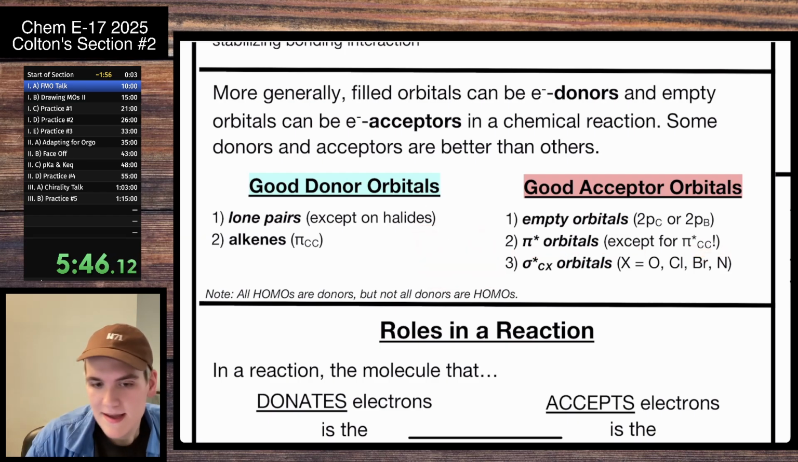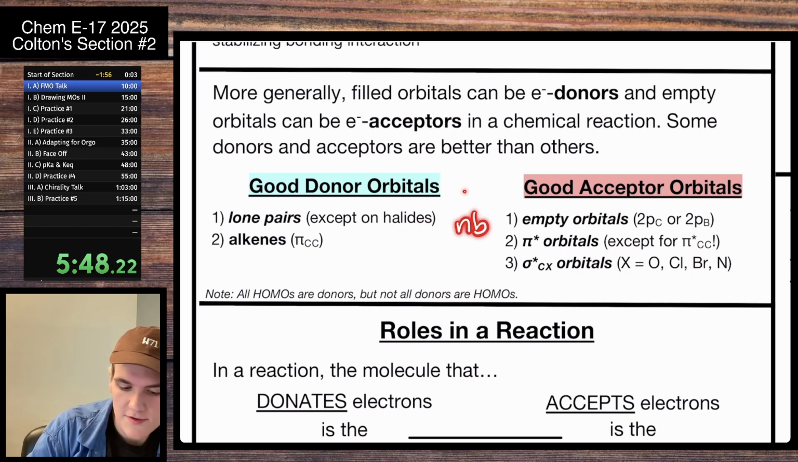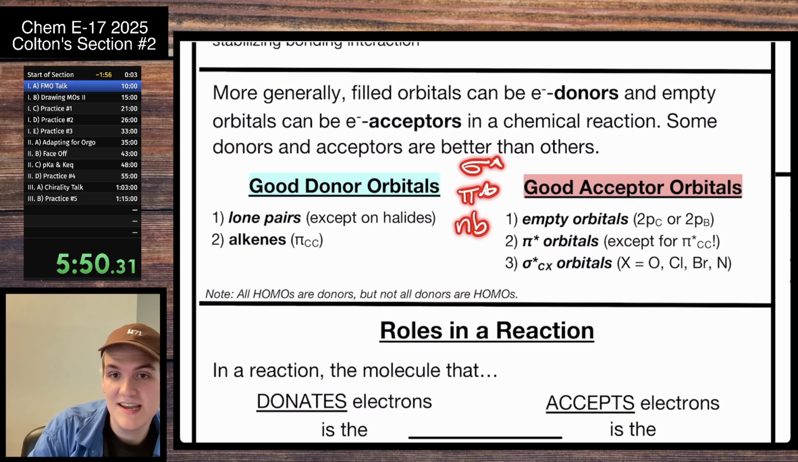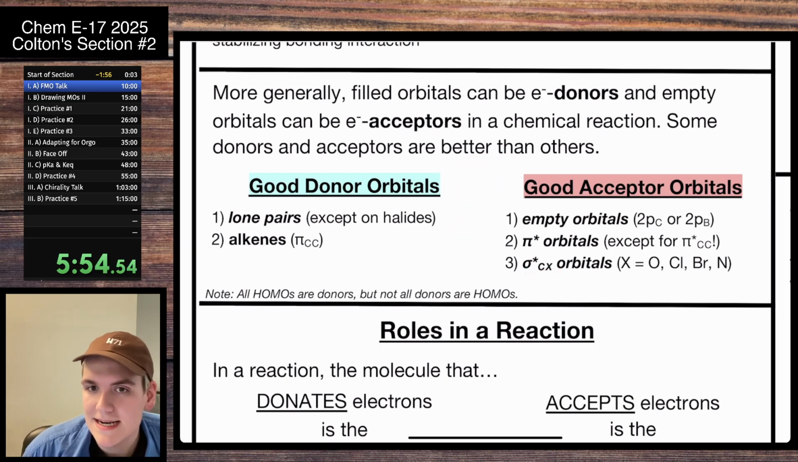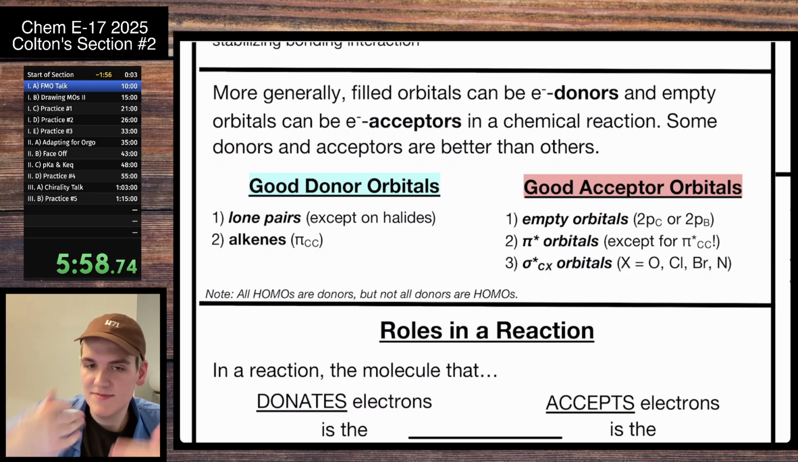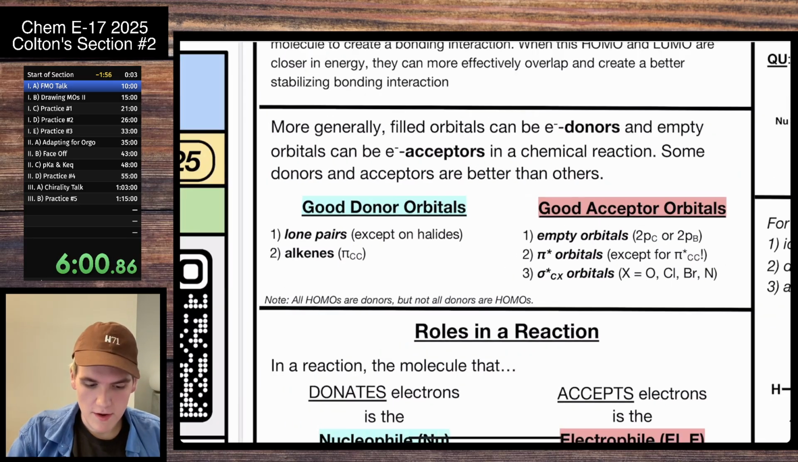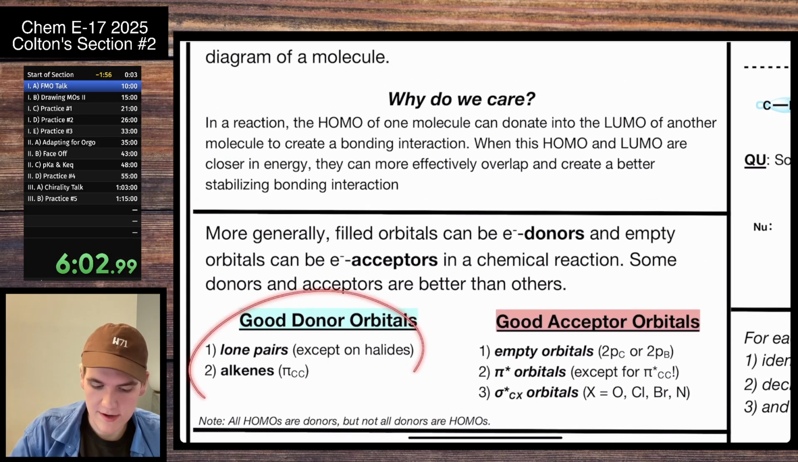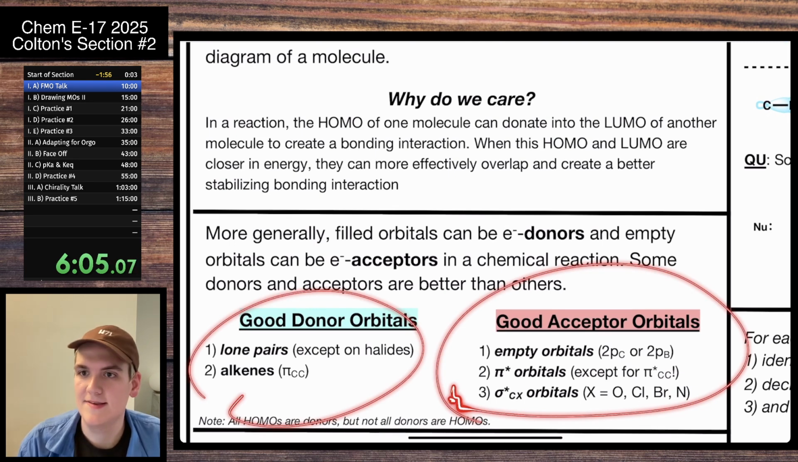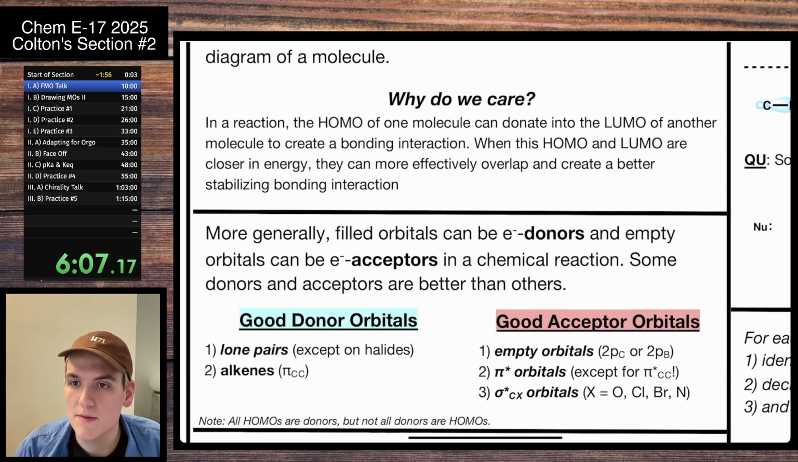And then the last good acceptor after we do our non-bonding, after we do our pi stars, we are looking at sigma stars. And specifically these sigma star CXs are going to be the lowest in energy of the sigma stars because those were the highest in energy of the sigmas, and it's symmetric. So questions about these good donors and good acceptors as our shortcut list for what we should be looking for in molecules instead of having to do the full MO diagram.